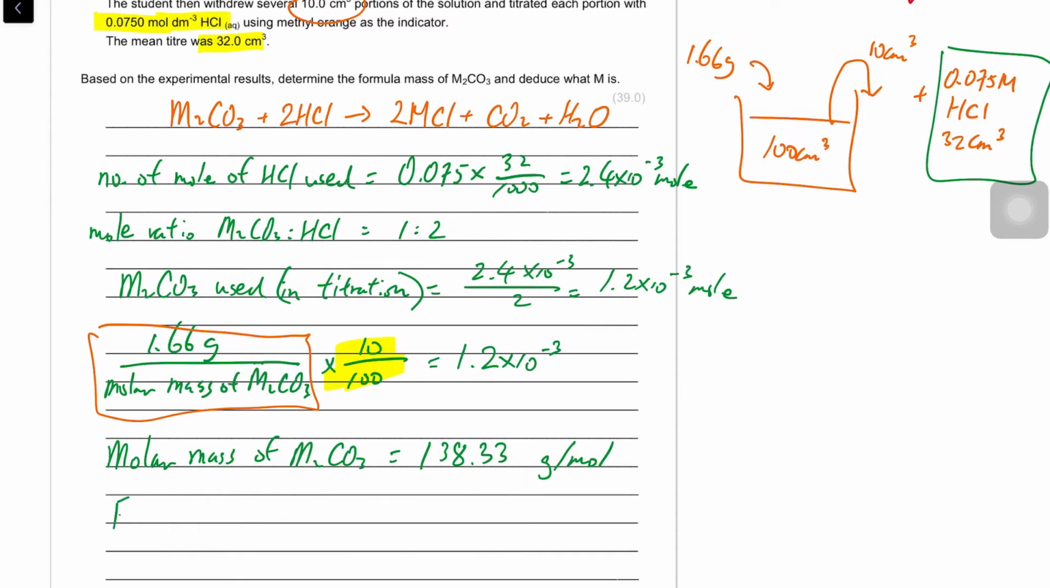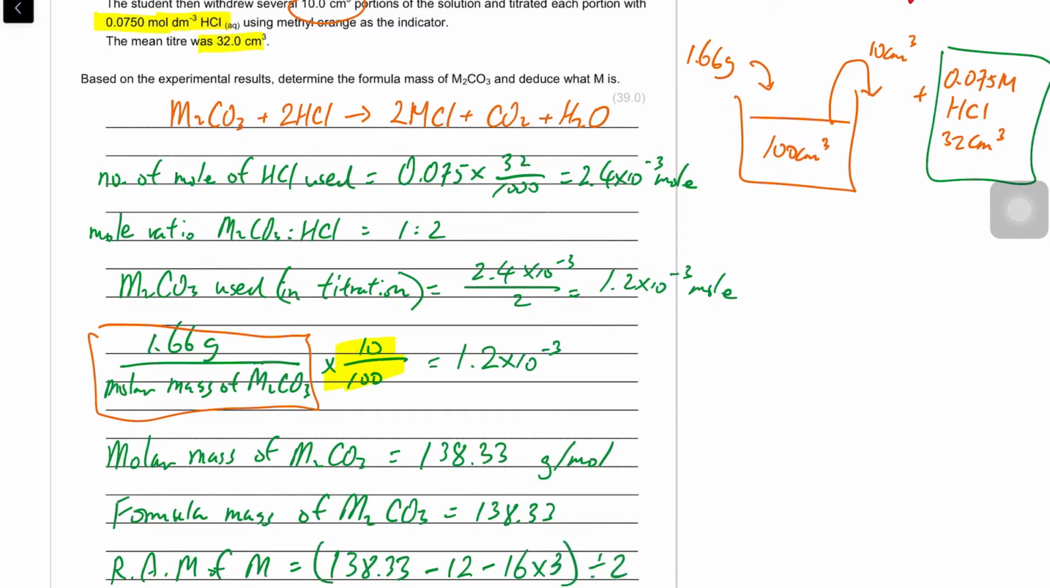This is the formula. Mass of M2CO3 is 138.33, just without unit, and the relative atomic mass of M equals to, first we minus the mass of carbon, then we minus the mass of three oxygen and divide by 2, because this is M2CO3. It's about 39.1 something. So we can be sure M is K. This can be found from the periodic table given. Don't worry, you need not memorize any number.